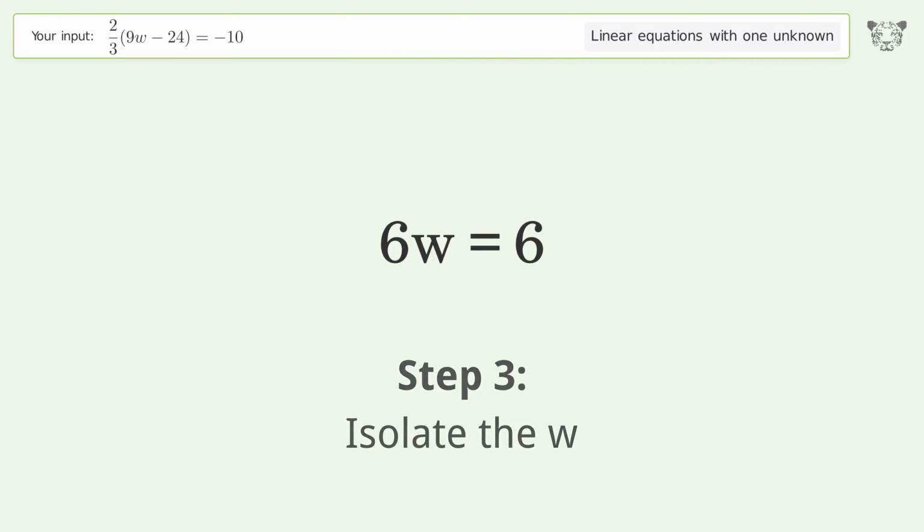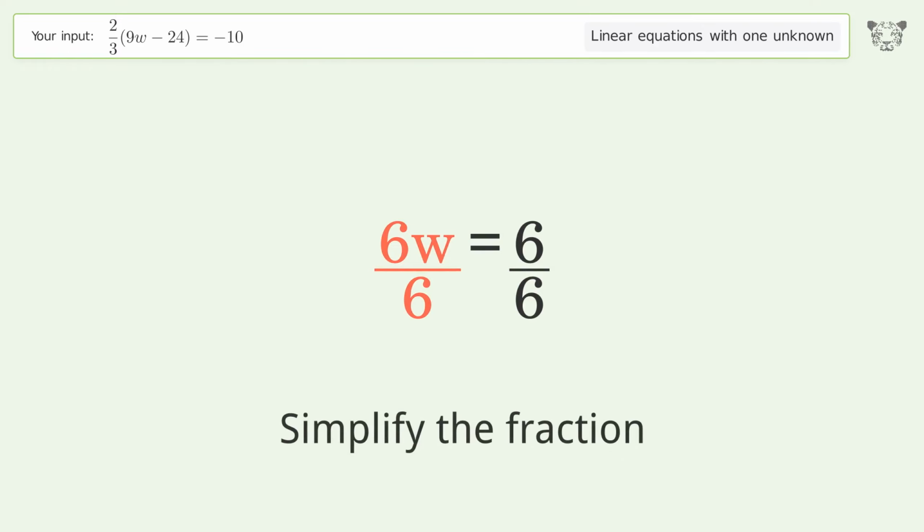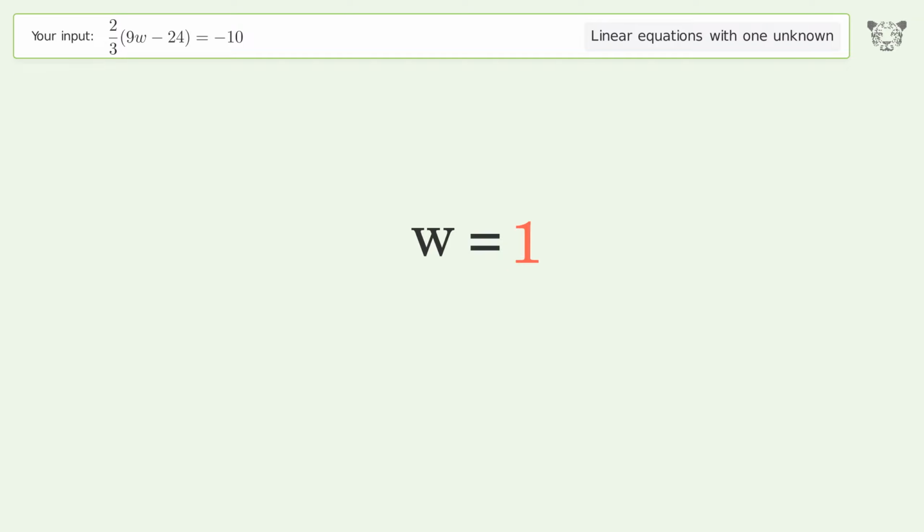Isolate the w. Divide both sides by 6. Simplify the fraction. And so the final result is w equals 1.